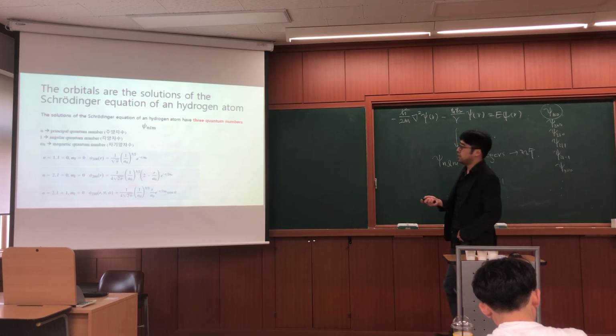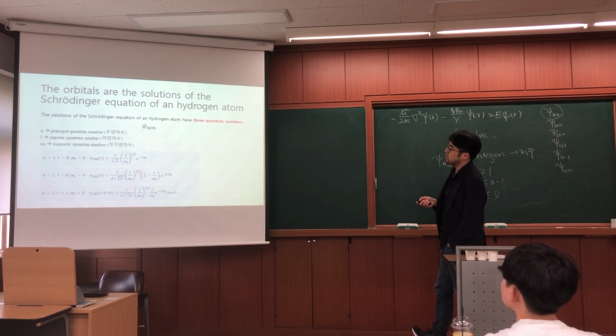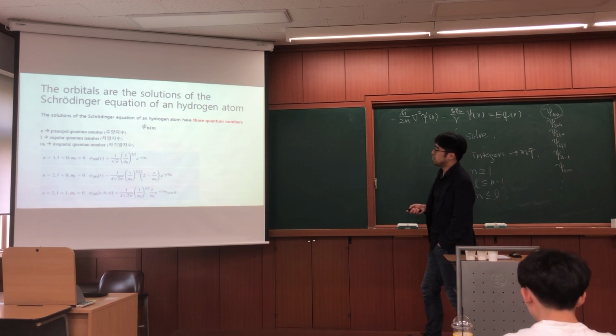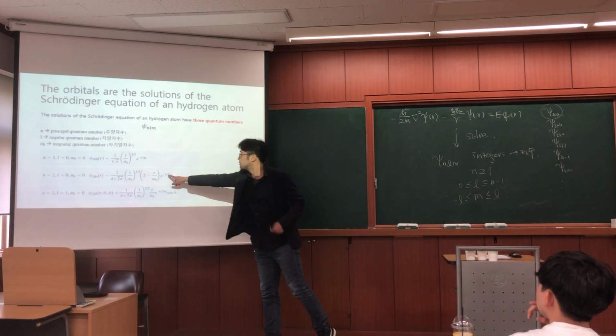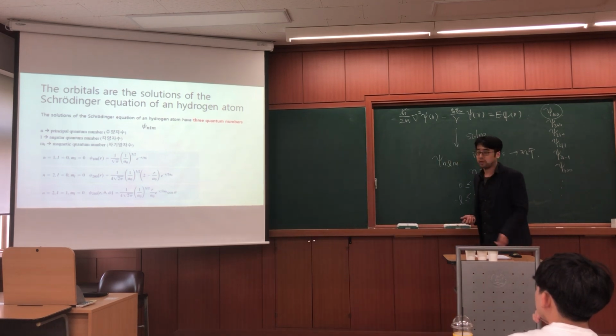Many smart people have already solved these, and if we look at the functional form of these solutions, they are defined mathematically like this. Here r is the distance from the origin, and theta and phi are defined as spherical coordinates.